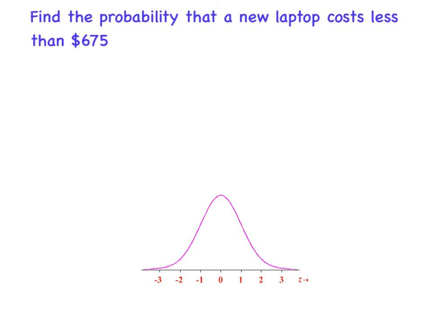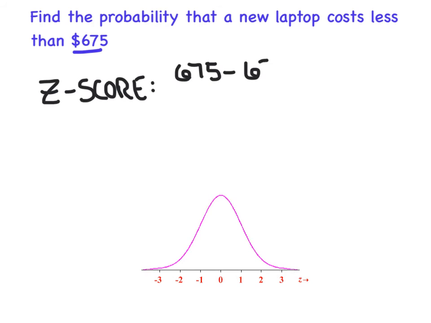All right, one more laptop question. And I think this is a great chance to hit the pause button, test out how comfortable you're feeling with these z-scores and finding these probabilities, and try solving this one on your own. Now we want to find the probability that a laptop costs less than $675. So I'm going to say the z-score that corresponds to $675 is going to be 675 minus the mean of 650 divided by the standard deviation of 125. And let's see what that turns out to be.